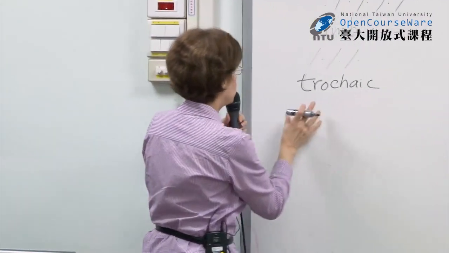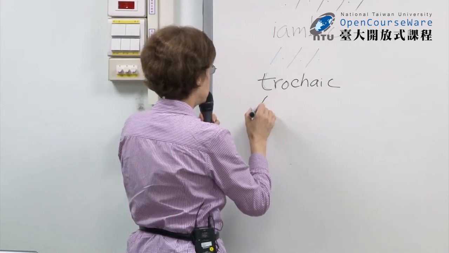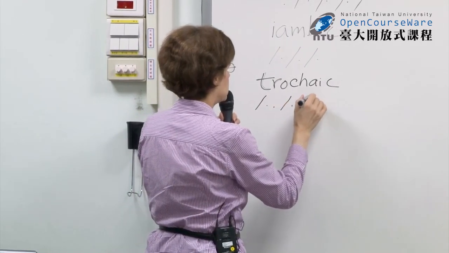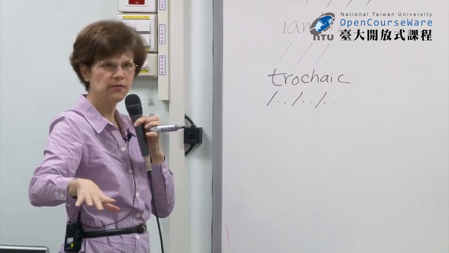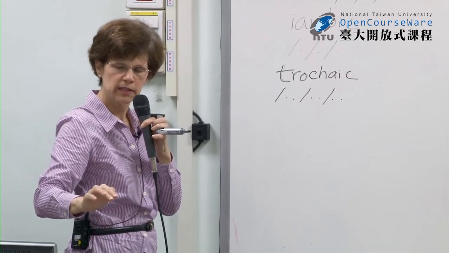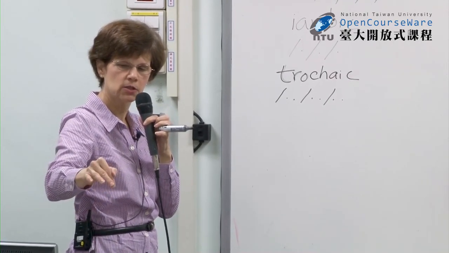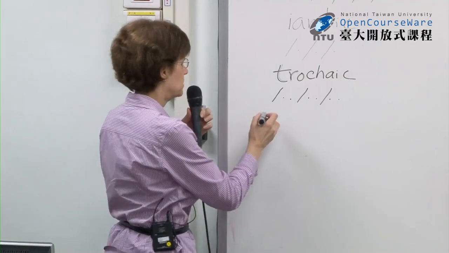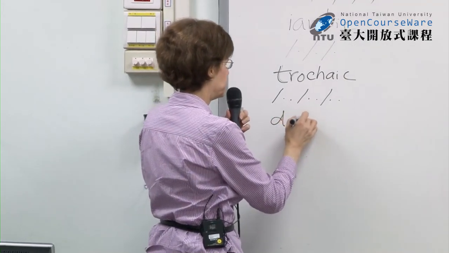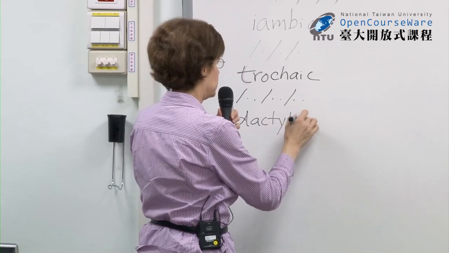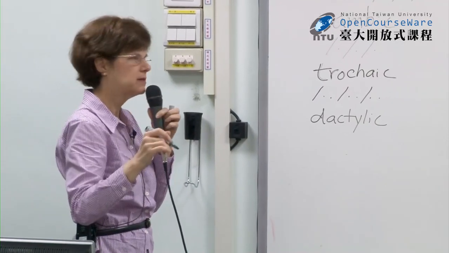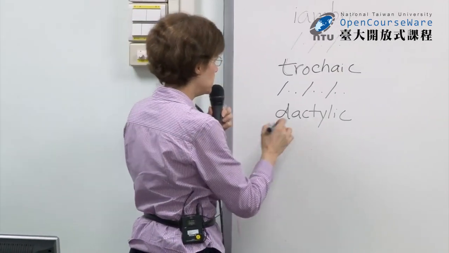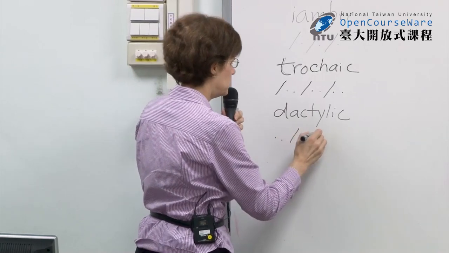Okay. And then we have the most common of the three-beat foot, da-da-da, da-da-da, da-da-da. That's called? And that's because it gets its name from finger. A finger, the joints of a finger are long, short, short, long, short, short. We call that? Dactylic. Da, da, da, da, da. There once was a man. Da, da, da, da, da. Okay, that's dactylic.